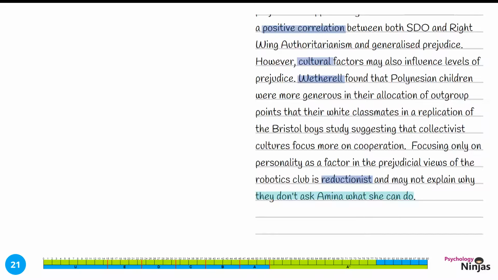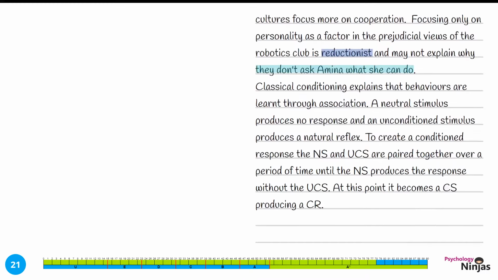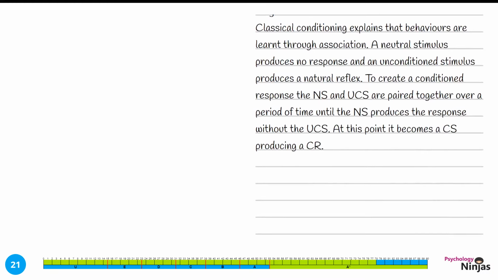It's time to go back to explanation now and look at learning theories. Classical conditioning explains that behaviours are learnt through association. A neutral stimulus produces no response, and an unconditioned stimulus produces a natural reflex. To create a conditioned response, the neutral stimulus and unconditioned stimulus are paired together over a period of time, until the neutral stimulus produces the response without the unconditioned stimulus. At this point, it becomes the conditioned stimulus producing a conditioned response.